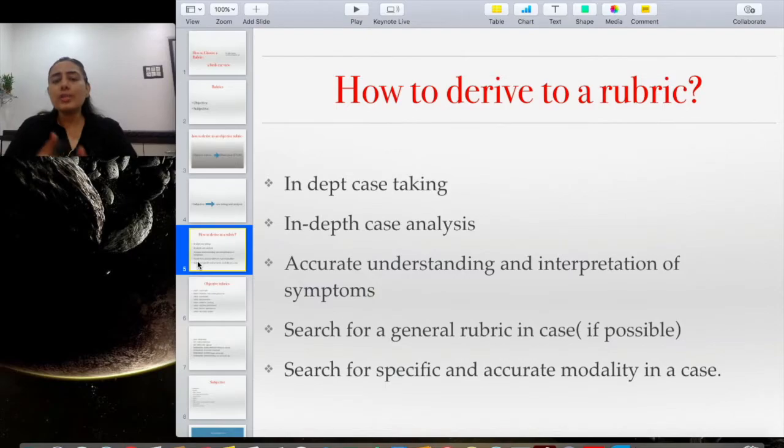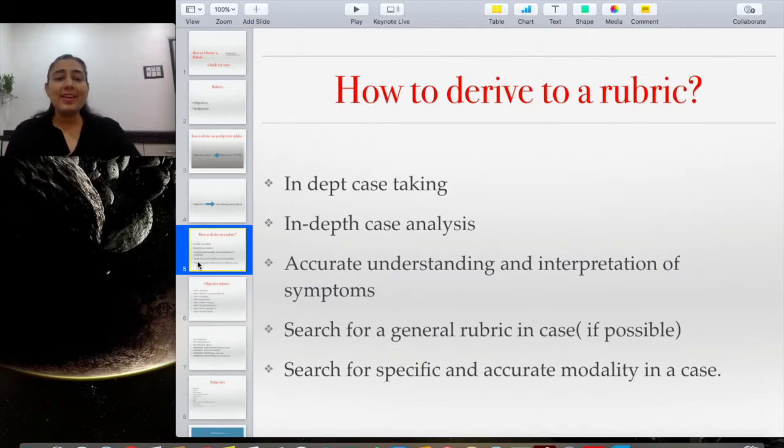So, do not stop your case taking at very superficial rubrics, because that will just lead to a very partially similar remedy. You have to reach the depth of the case taking. You have to reach the depth of every rubric selected. It's a very big topic again.